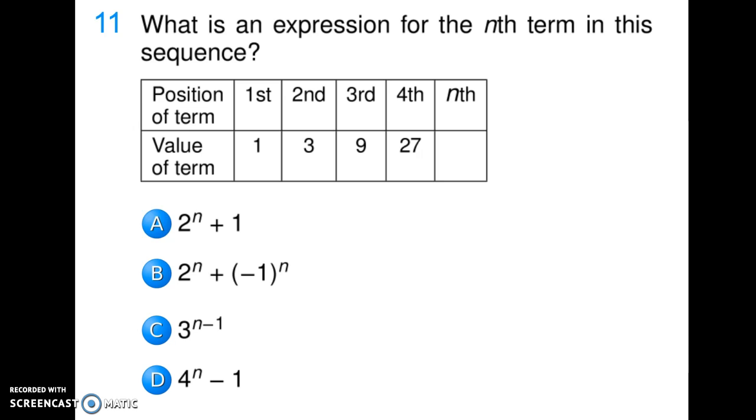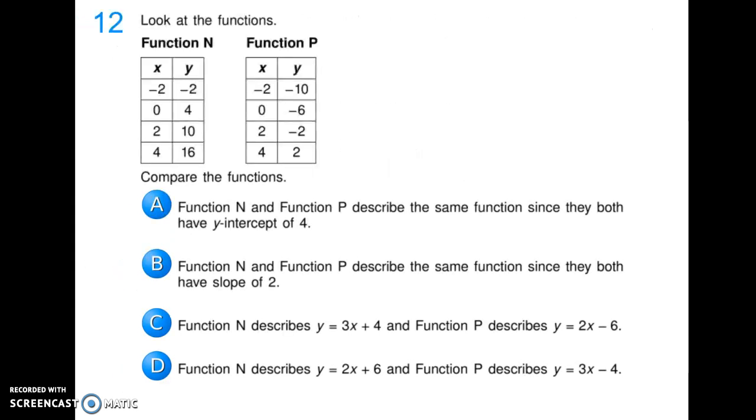All right, so the last problem of the week says, look at the functions. So we have two tables, function N and function P, and we're asked to compare the functions. Function N and function P describe the same function since they both have y-intercept of 4. Okay, so again, we're asking all about that y-intercept, so let's make sure we can identify that. Function N does have y-intercept of 4. I know this because x is 0 and y is 4, but function P does not, so not true.